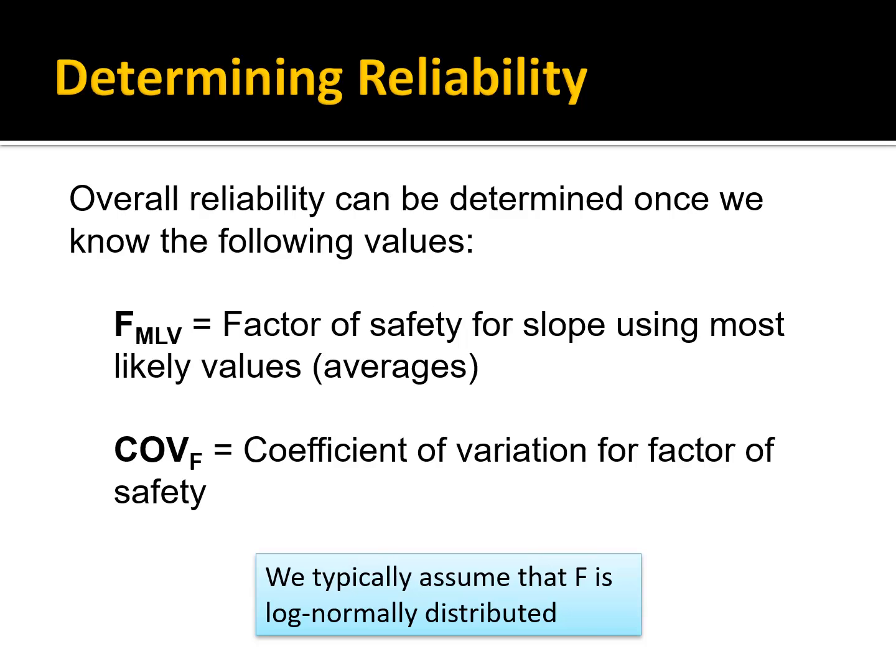But then the next part is what gets a little more tricky. Then you have to come up with the coefficient of variation for the factor of safety. In other words, given all the variation in the input parameters, what is the variation in the resulting factor of safety? And if we can come up with that, then there's an equation we can use to calculate the reliability and the probability of failure. And in this process, we typically assume that the factor of safety is log normally distributed.